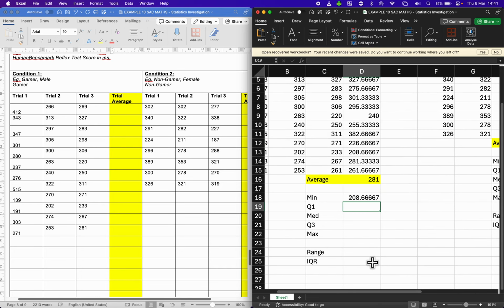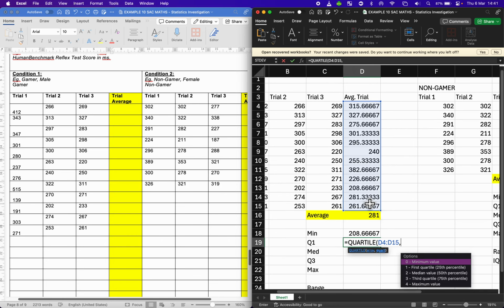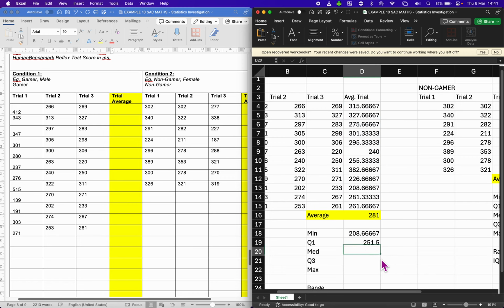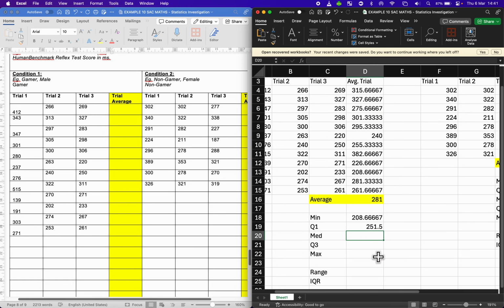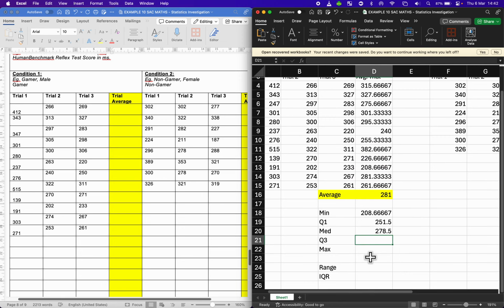Min, Q1. How do I do quartiles? You go equals QUARTILE, select it. It wants you to select the data that you want to find the quartile of, so it's all these, comma, and then it wants to know which quartile you want. I want quartile 1 because it's Q1, so I press 1, enter, and it's found quartile 1 for me. If I want to find the median, equals MEDIAN appears. I want you to find the median of the gamers' averages. Done.